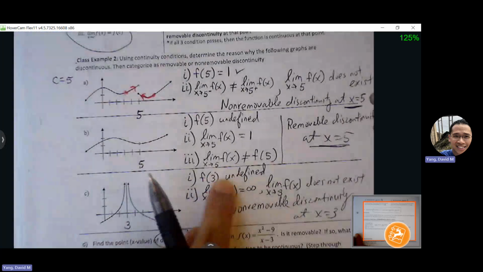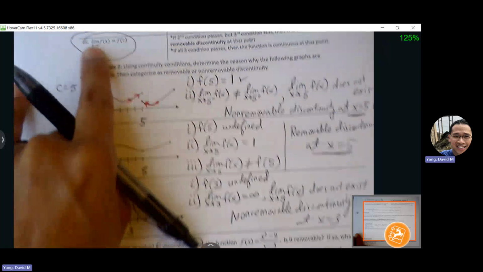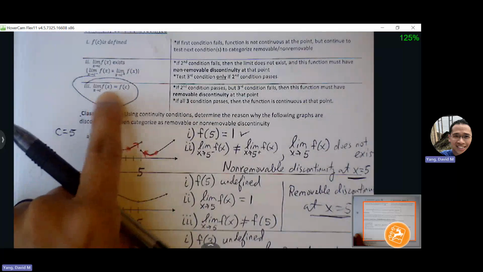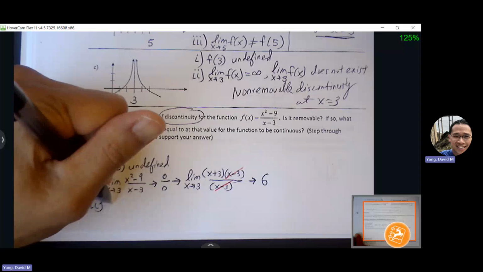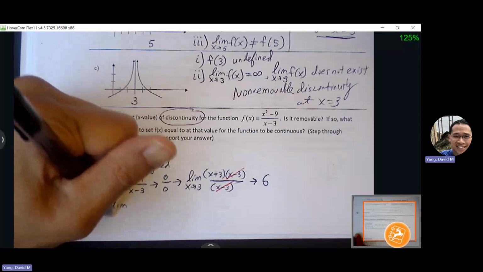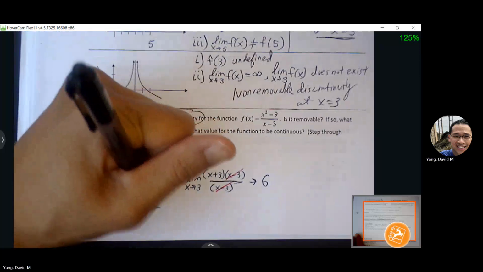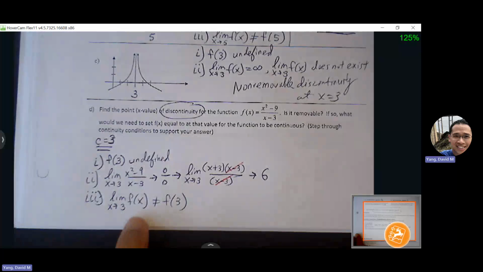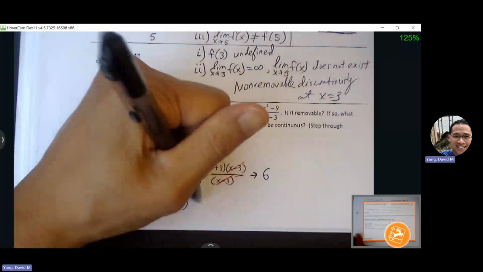So we're going to write out our statement like how we did, where we write out the third condition the exact same way as we see in the definition. We just replace the C with the C value that we're dealing with. So we're going to say the limit as x approaches 3 of f of x does not equal f of 3. Therefore, what type of discontinuity are we staring at? Removable.